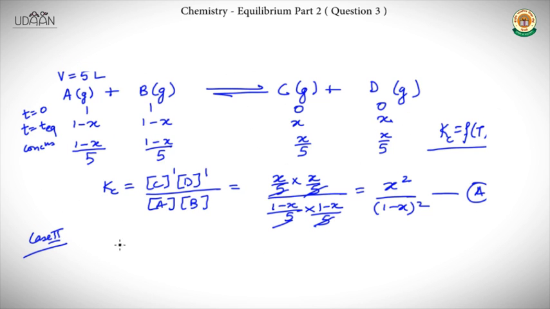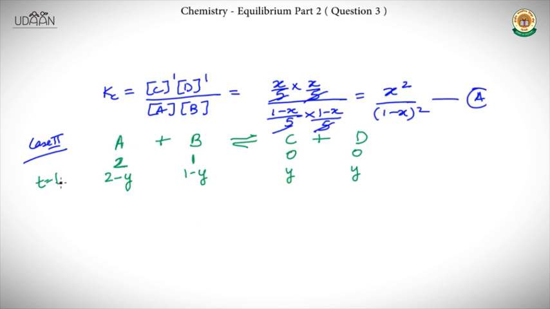Case 2 now. The same reaction is taking place at the same conditions. The only difference is that the initial moles of A are 2 now, and the moles of B are 1, with C and D at 0, 0 again. Now suppose Y moles of A get converted. So Y moles of B will get converted, and Y moles each of C and D will be formed. This is at equilibrium. I'll find out the concentrations now. The volume remains the same, so the concentration will be the number of moles divided by 5.